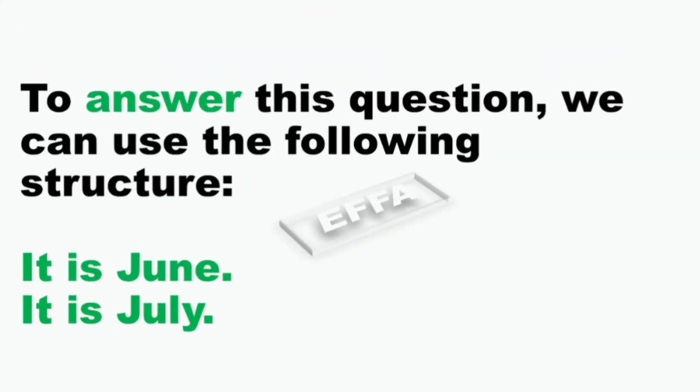So now let's learn how to answer it. To answer these questions, we can use the following structure. For example, it is June, it is July, and so on. That means we first say it is, followed by the name of the month.